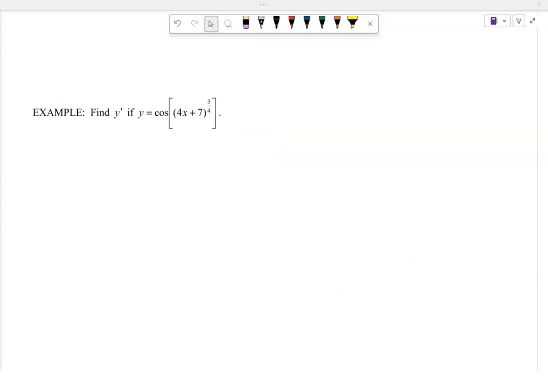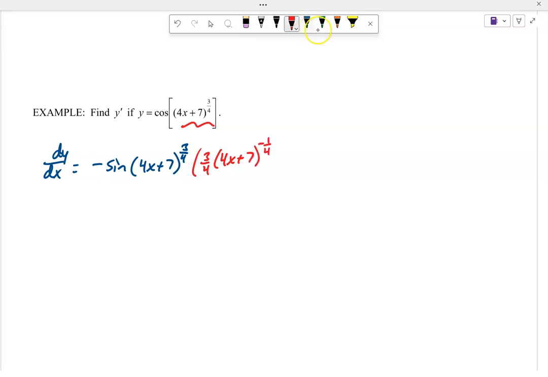So here we've got another composite of a composite, if you will, right? So we're going to take the derivative of the cosine. I know the derivative of cosine is negative sine of stuff, right? So I'm going to leave that the same. And then I'm going to take the derivative of the red. So I'm going to go power rule: 3/4 times 4x plus 7 to the 3/4 minus 1, which is negative 1/4. But notice I don't just have an x on the inside, so I got to still run the derivative of 4x plus 7, which is 4.